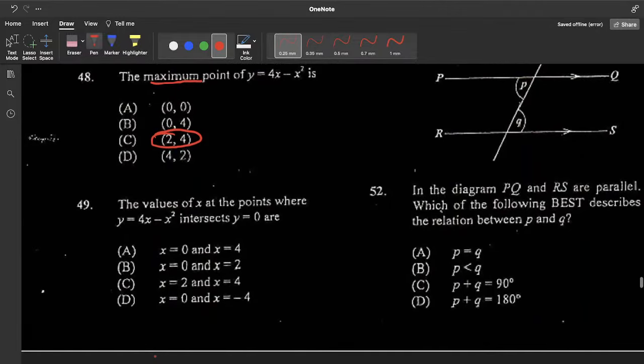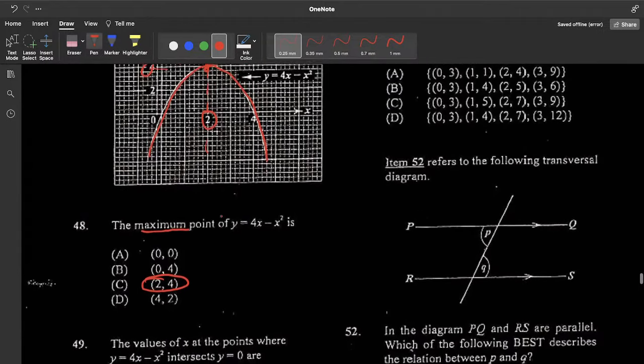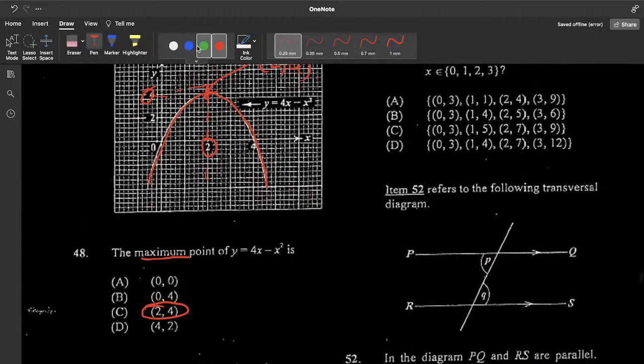All right, let's try this next one here now. It says the values of x at the points where 4x minus x squared intersect y equals 0. So we're looking for where y is equal to 0. So this here is the y-axis. This represents 4. This is 2. This is 0. So y is 0 along this line here.